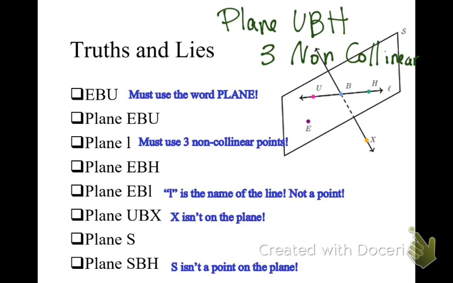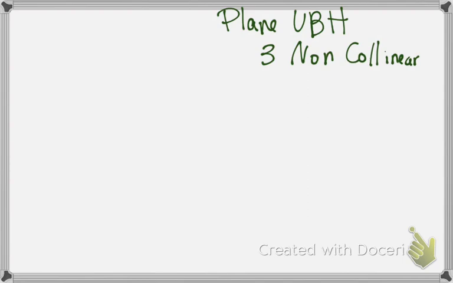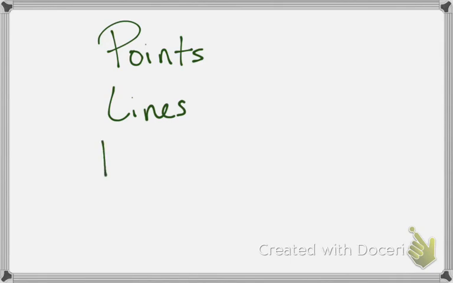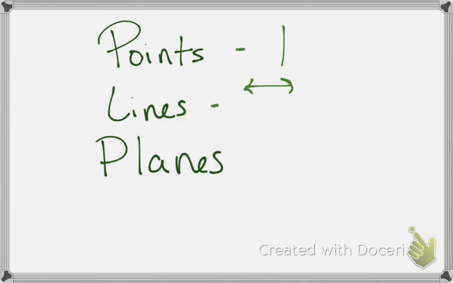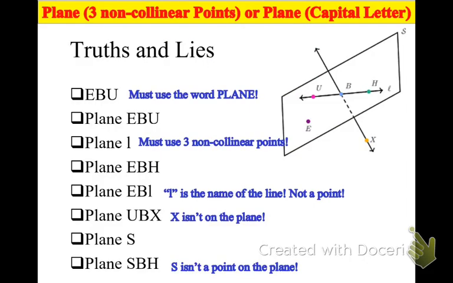Here's what I tell my students to help them remember. If you want to write it down, you can. What's the name of this lesson? Points, lines, planes. How many letters did we use to name a point? We used 1 letter. How many letters did we use to name a line with the notation? 2. How many letters do we use to name a plane? 3. So points, lines, planes, 1, 2, 3. That's the way I remember it, okay? It's just easier that way.